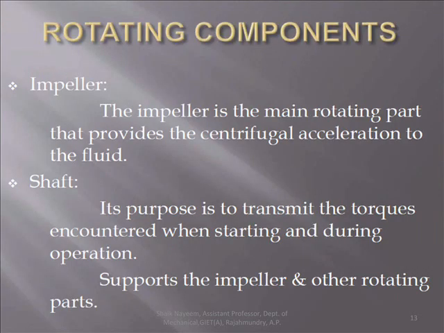So now we'll see the rotating components of the centrifugal pump. We have already seen that the rotating components are, first, the impeller, and second, the shaft. The impeller is the main rotating part of the centrifugal pump, and it provides the acceleration to the fluid. Then we have the shaft, which supplies the motion to the impeller. It also supports the impeller and other rotating components.